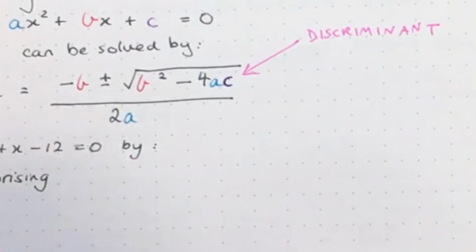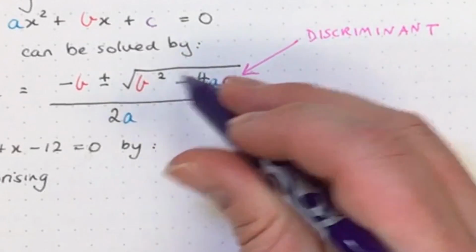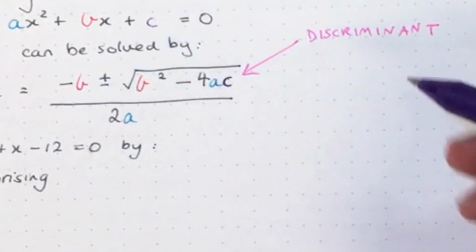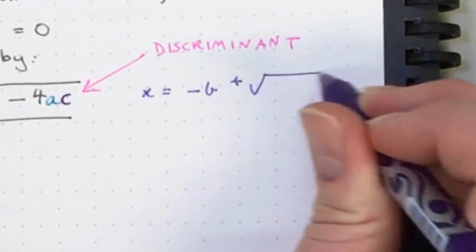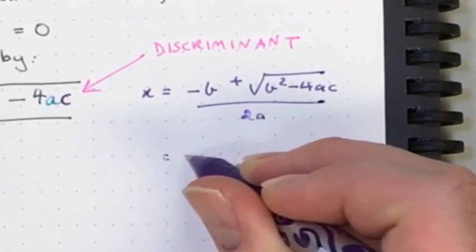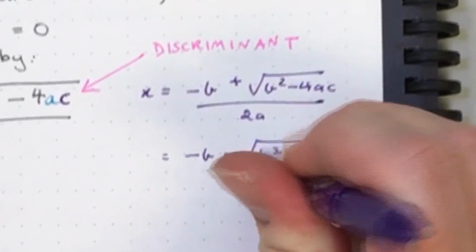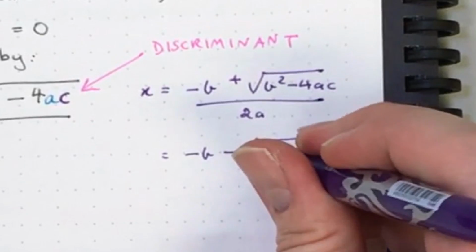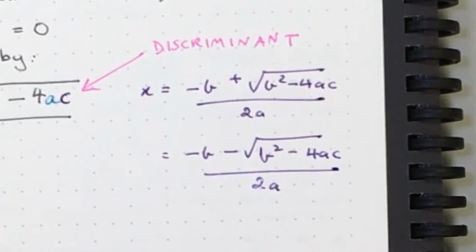The plus and minus means that there are 2 answers, one that has a positive there and one that has a minus. So what that means is that there are 2 values for x, one that is minus b plus the square root of b squared minus 4ac over 2a, and one where it's minus b minus the square root of b squared minus 4ac over 2a. You'll find that it's not quite as daunting as that, because I'll show you how you substitute that in. You don't have to keep repeating things twice.